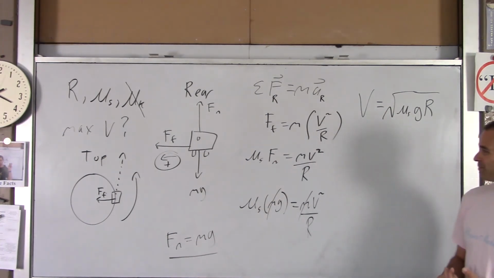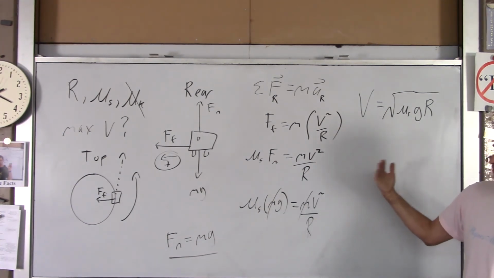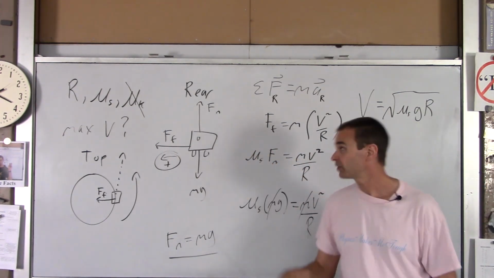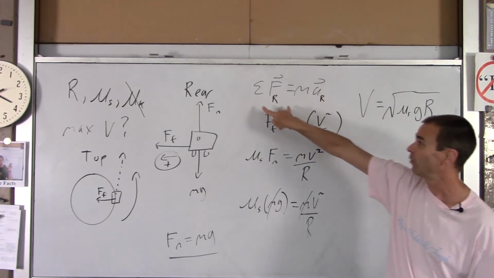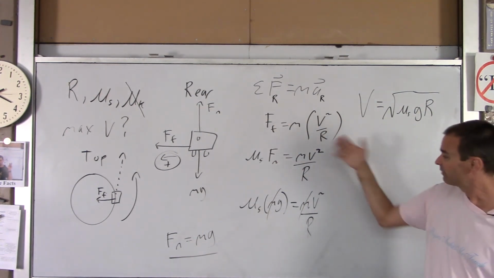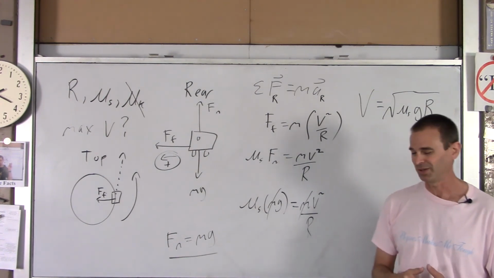So again, it's the same thing we've been doing. You draw an FBD, you establish a positive direction, you write out Newton's second law, you figure out what forces go in the net force. Well, in this case, we only had one. And then you might have to do a few substitutions to get to your final result.